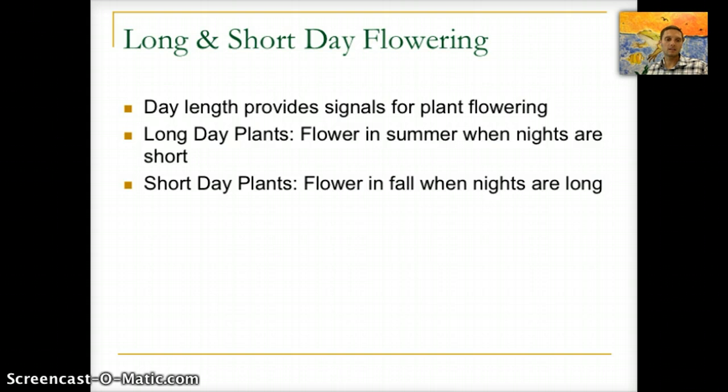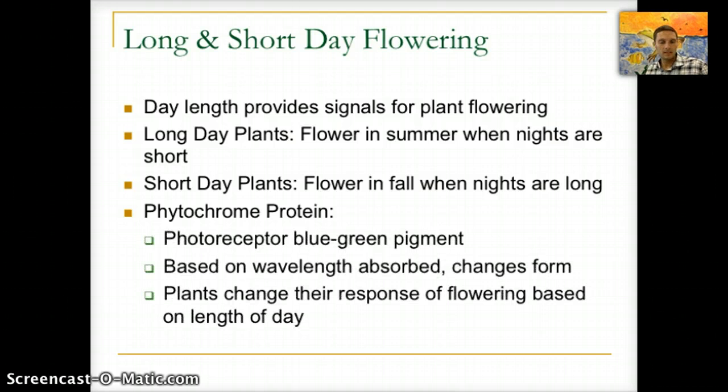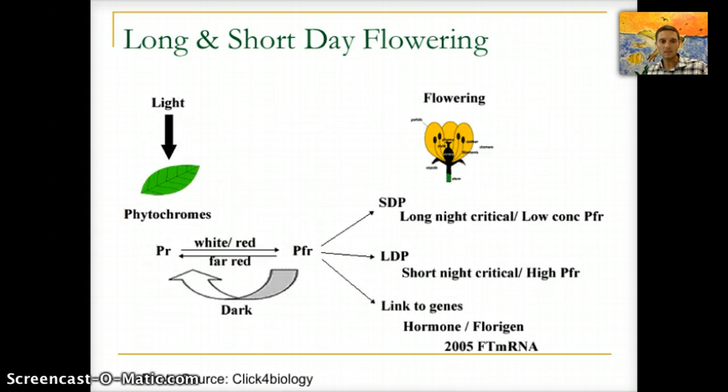Experiments have found that it is not necessarily the amount of light, but it's actually the length of darkness that is actually triggering the flowering. We're going to see how that works. And it's primarily dependent on something called the phytochrome protein. It's a blue-green pigment, and it absorbs light in different wavelengths, and it changes its form depending on what wavelength it's absorbing. And so the plants change their response to flowering based off of the length of day. This gets pretty complicated pretty quickly, but we're going to try to simplify it and make a little bit of sense of it.